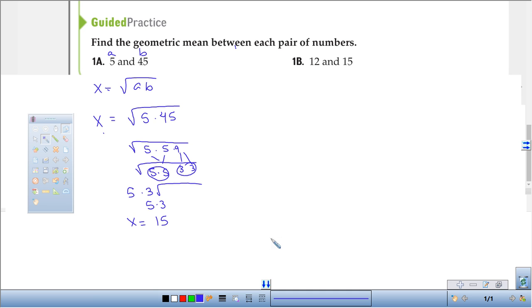Okay, I'm looking at the chat. Any questions, guys? Any questions? If not, try 1B already.